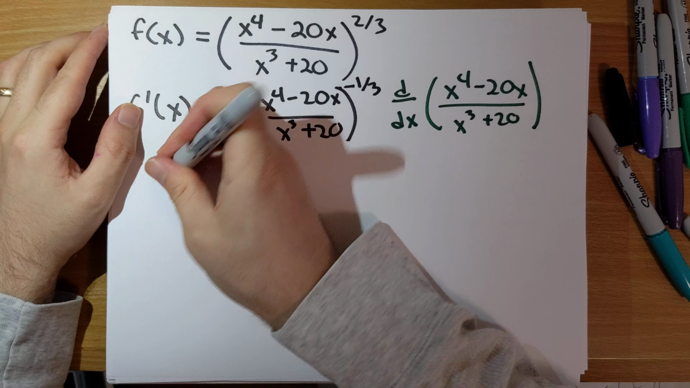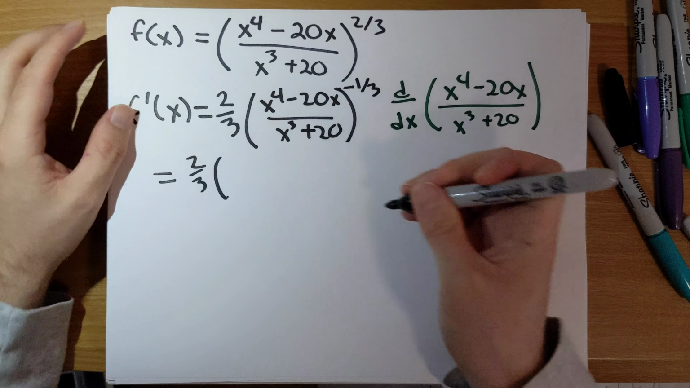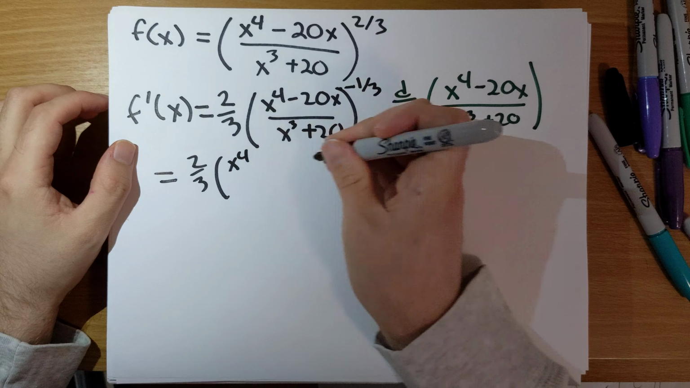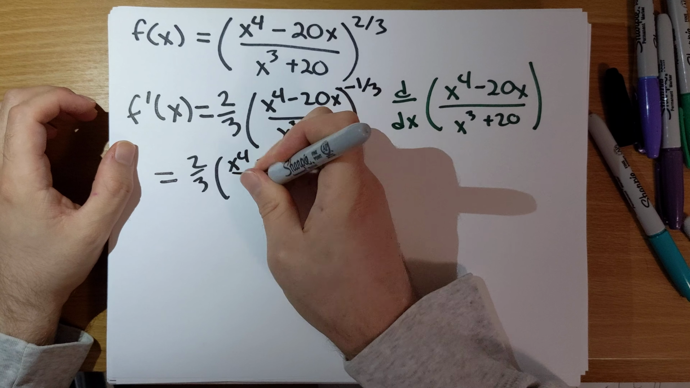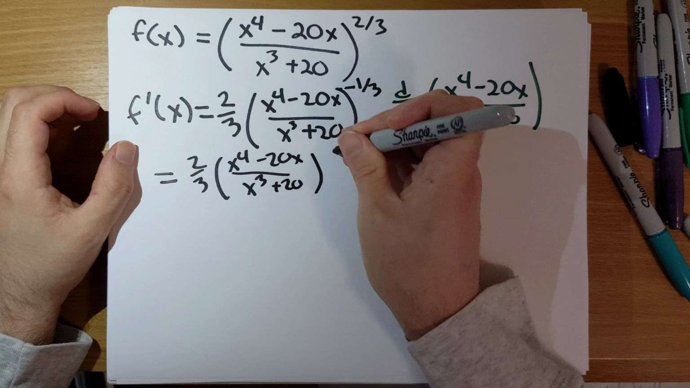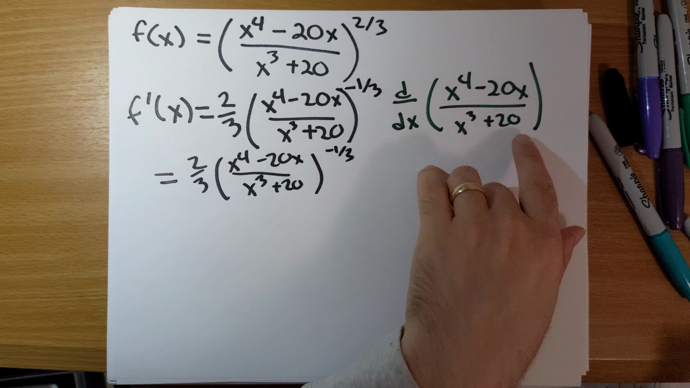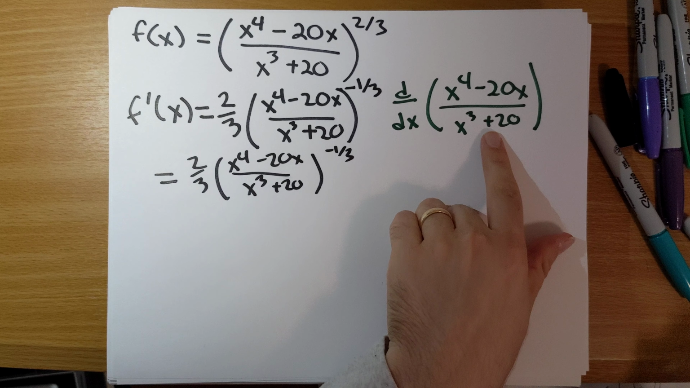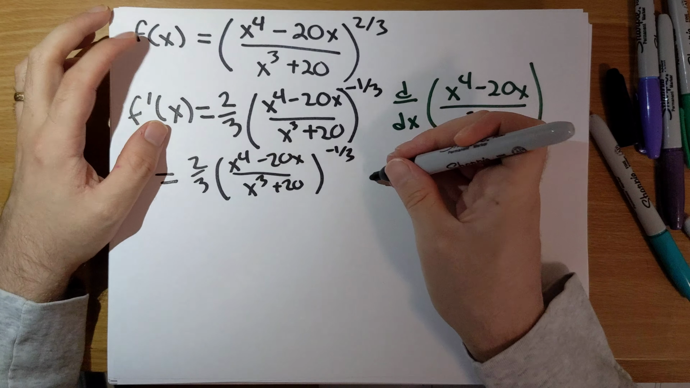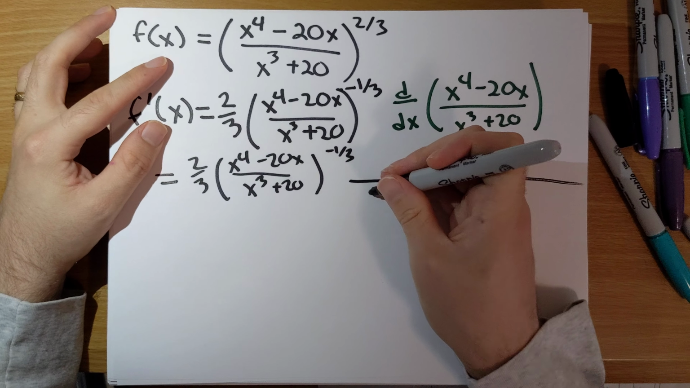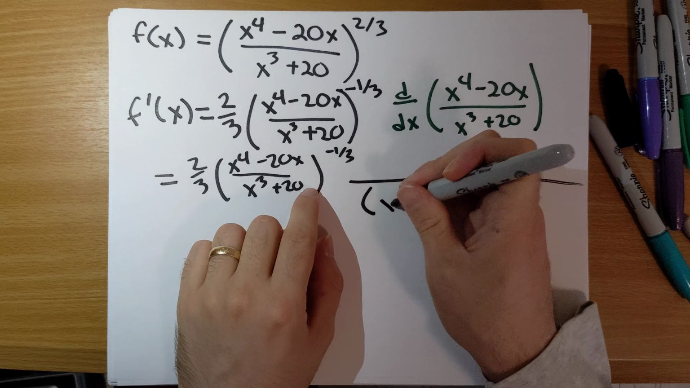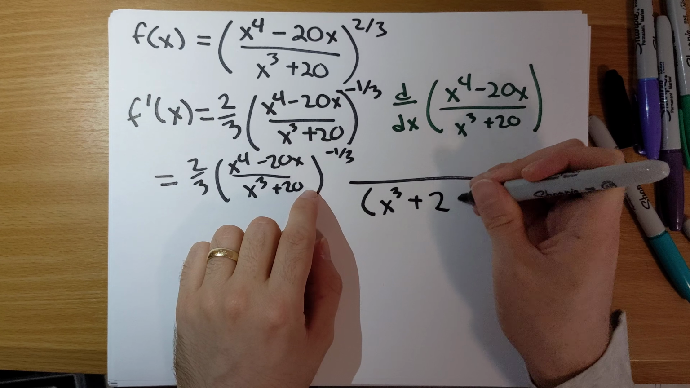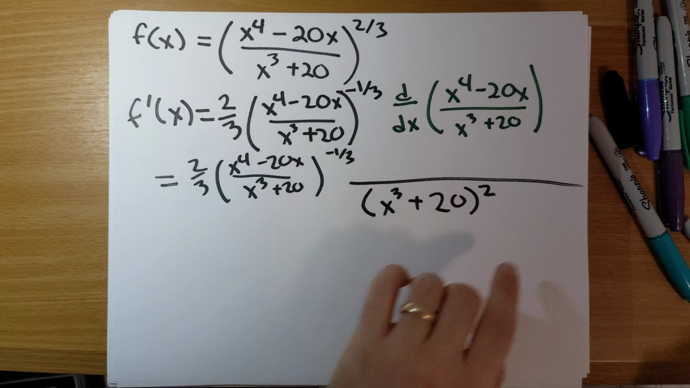Okay, so now, let me just copy this part here. This isn't changing. Now, we need to multiply by the derivative of this. This is going to be quotient rule. So we know we're going to square the denominator. Let's go ahead and do it.